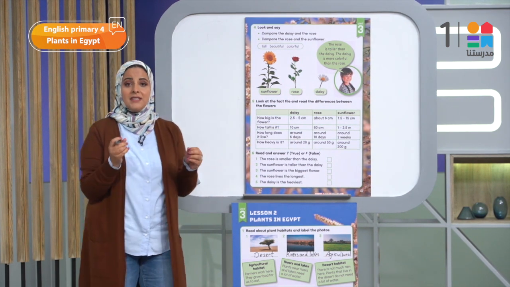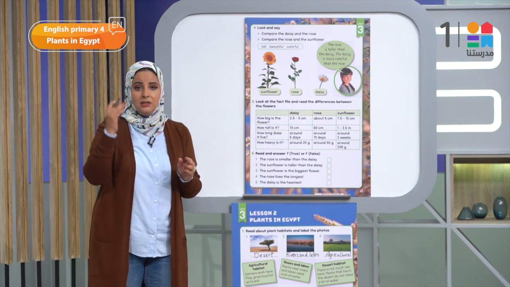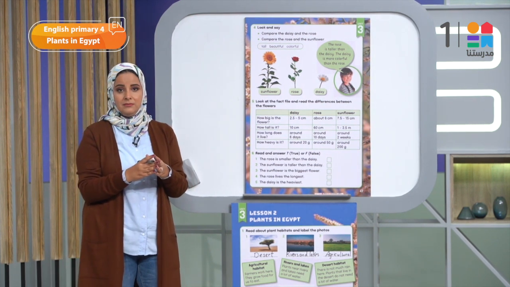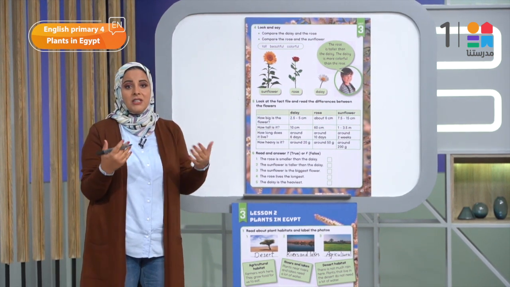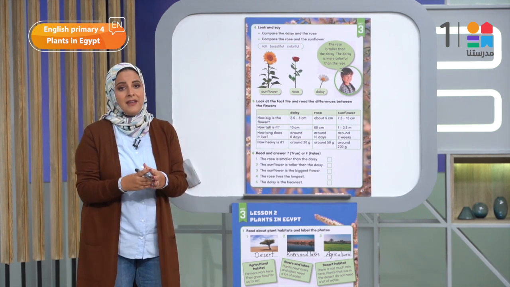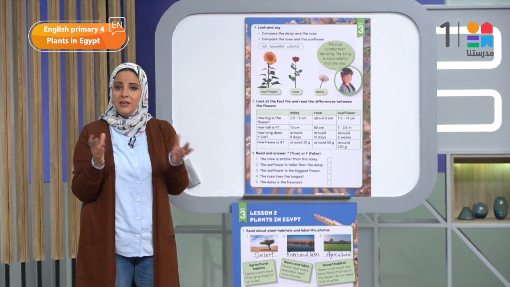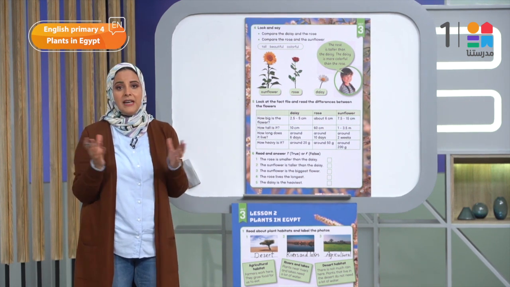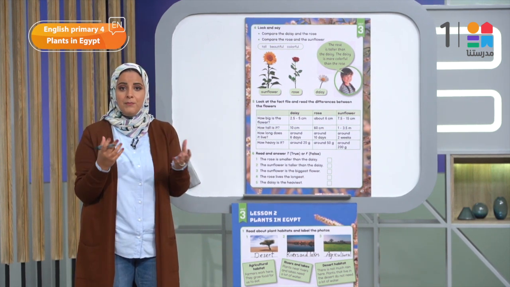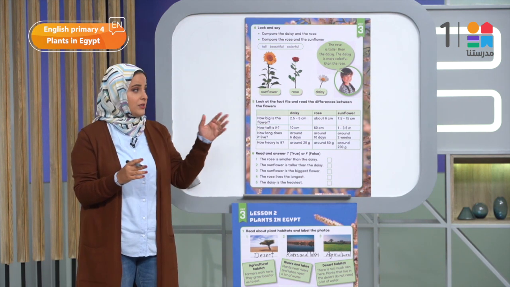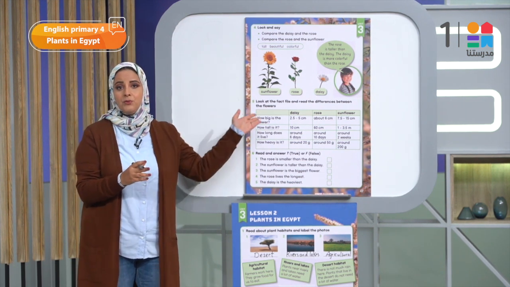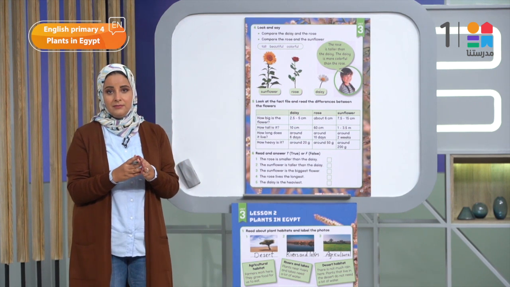Very good. The sunflower is taller than the rose. The rose is more beautiful than the sunflower. Well done. Of course we all remember the comparative form we talked about before, and how to compare between two things. We use the comparative form to compare between the different flowers.